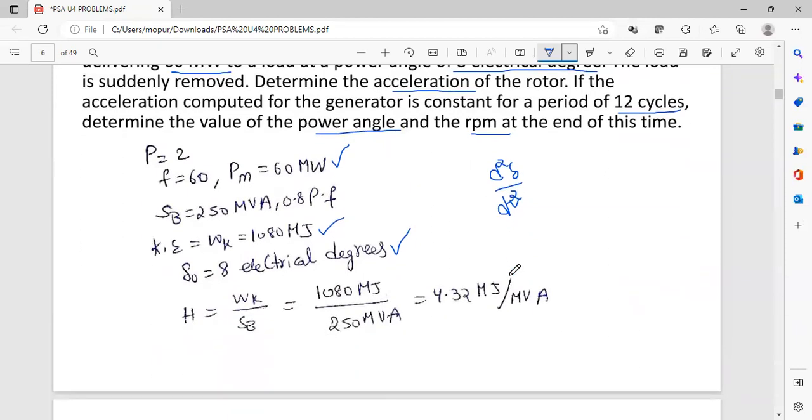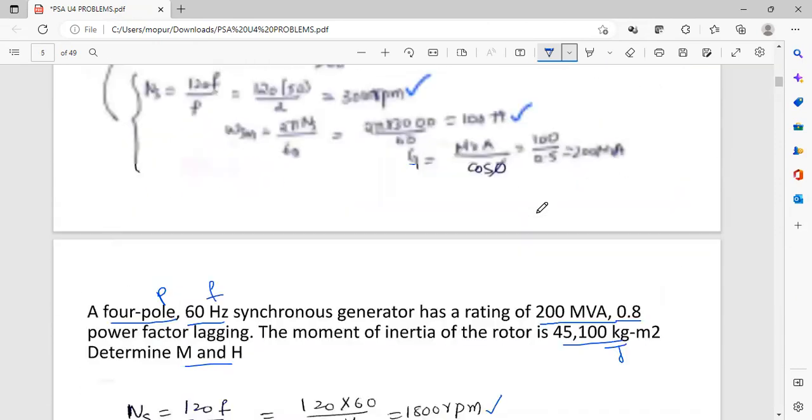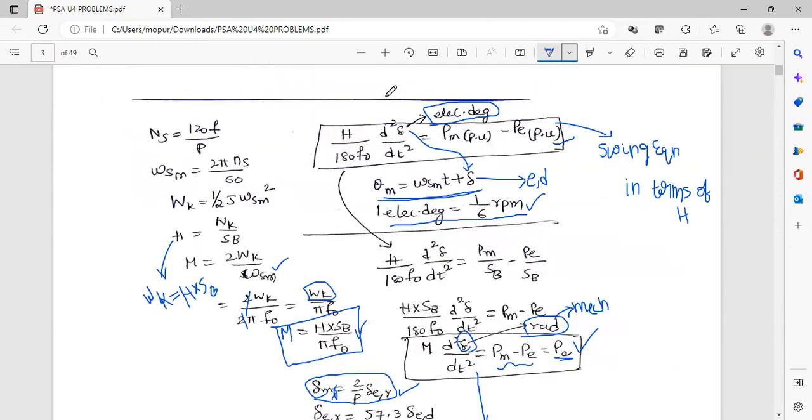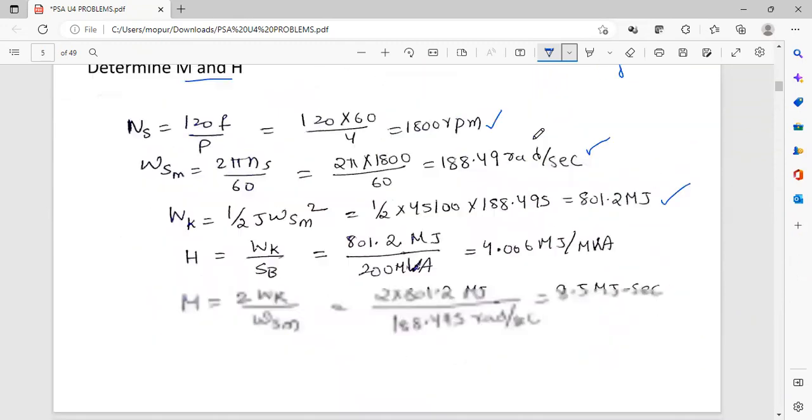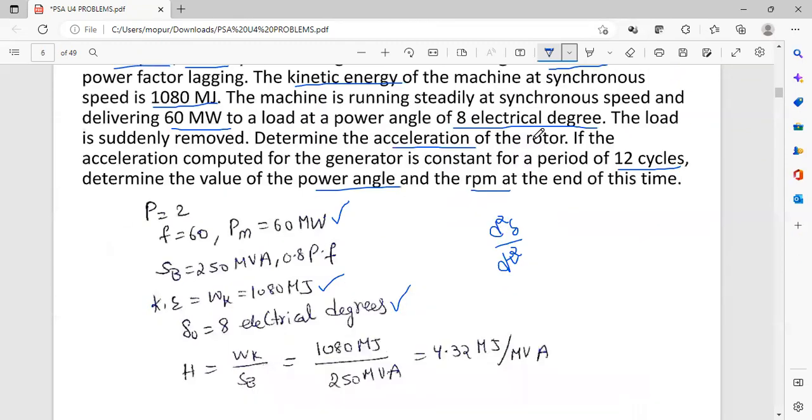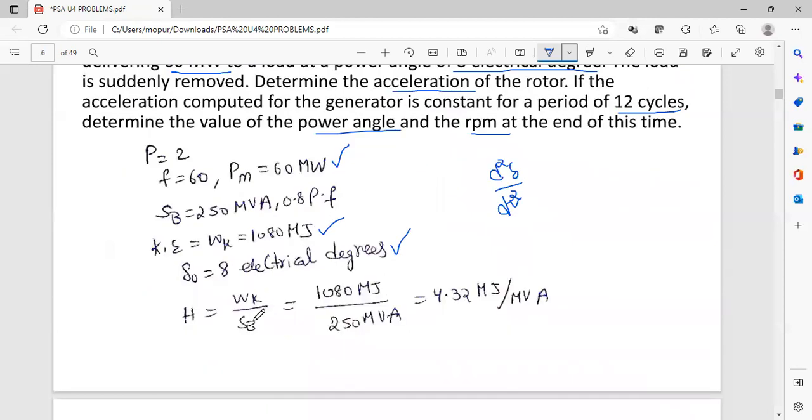So first, what should we find? First we should find this d square del by dt square. To find d square del by dt square, we can use the swing equation. To find this, I should find the H. F naught is already given. PM is already given. PE is not given. So I should find the value of H first. H is equal to WK divided by SB. So this is WK, and what is SB? SB is 250 megawatt. This power factor is not required.